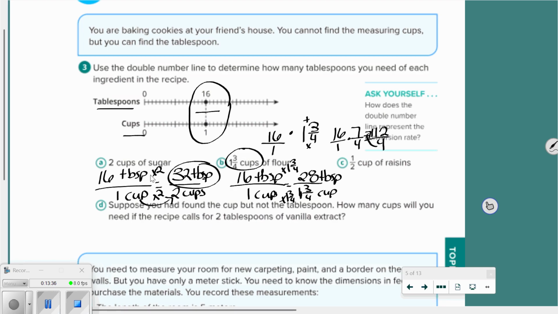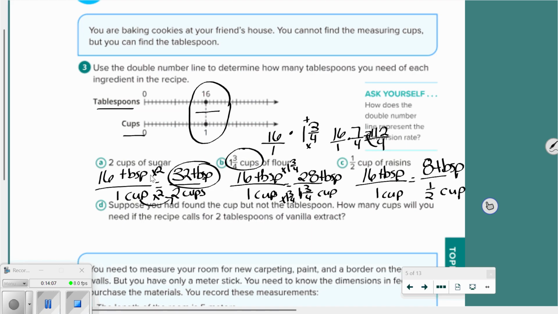All right. Then we have a 1/2 cup of raisins. Has my conversion rate changed? No. I still have 16 tablespoons for 1 cup. And I'm trying to find 1/2 cup. Yes? So what am I doing from 1 cup to get to 1/2 cup? You can multiply by 1/2 or you can divide by 2. So what is 16 divided by 2? 8 tablespoons.